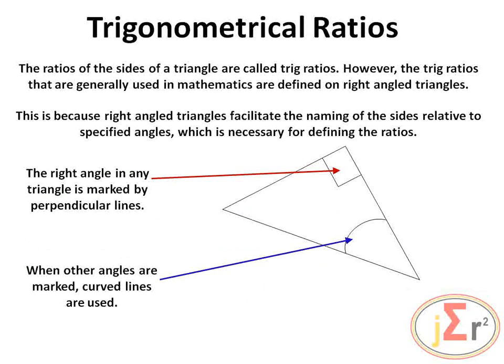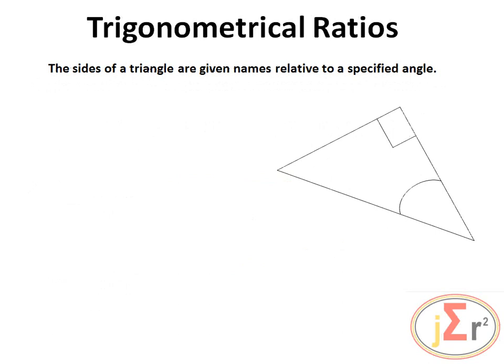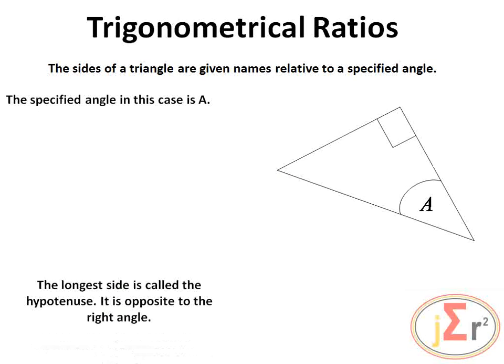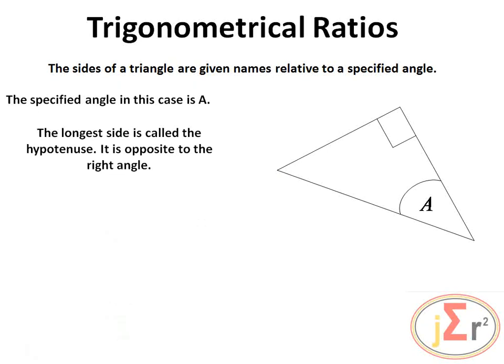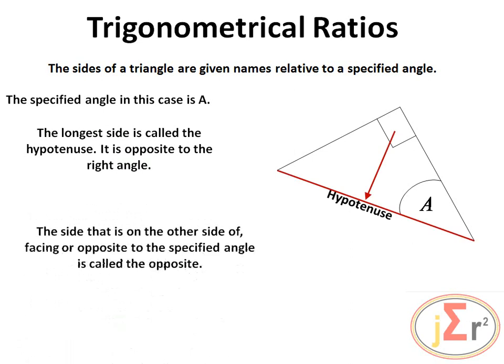When other angles are marked, curved lines are used. The sides of a triangle are given names relative to a specified angle. The specified angle in this case is A. There we have it, A right in that slot there. The longest side is called the hypotenuse. It is opposite to the right angle. So that's the hypotenuse, and it is opposite to the right angle.